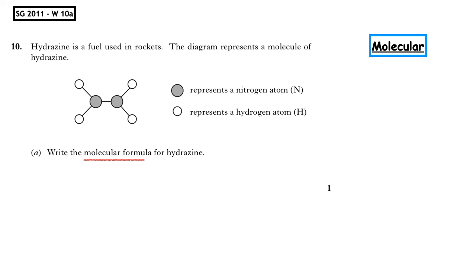Now, we always want to start with the central atom, so that's the atoms that are in the middle. The chemical symbol for the grey, which is the central atom, is N for nitrogen. How many of those have we got? We have 2, so we pop a 2 after the chemical symbol. The white represents a hydrogen atom, which has the chemical symbol H. How many of those have we got? We've got 4. So the molecular formula for hydrazine is N2H4.